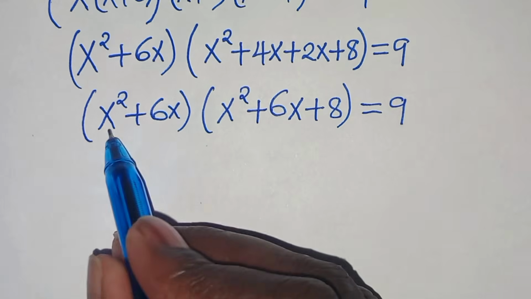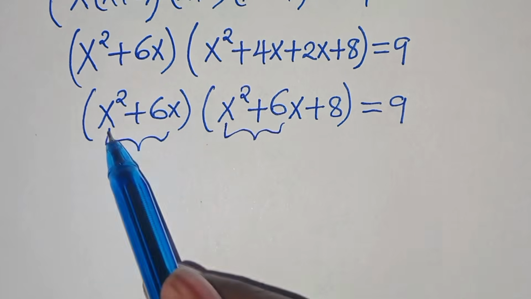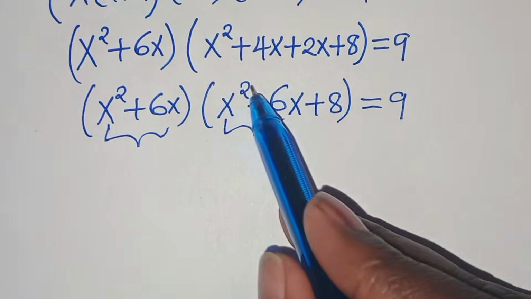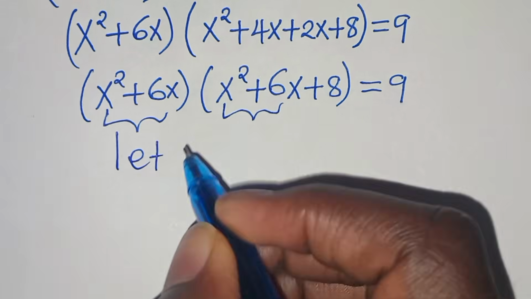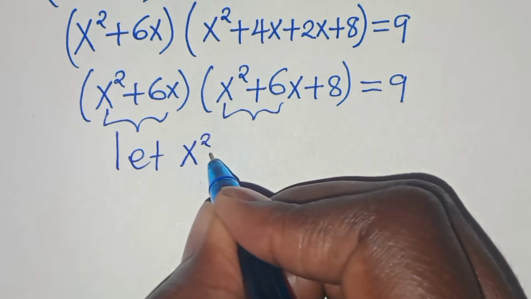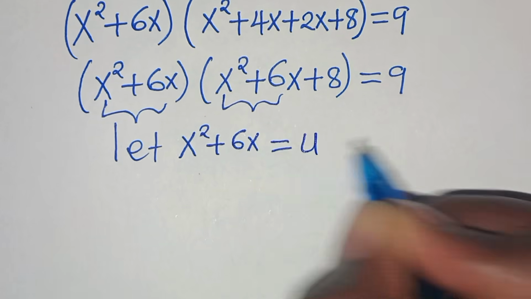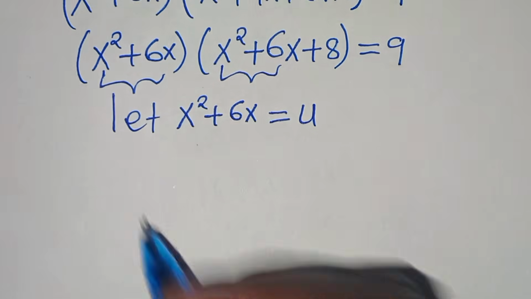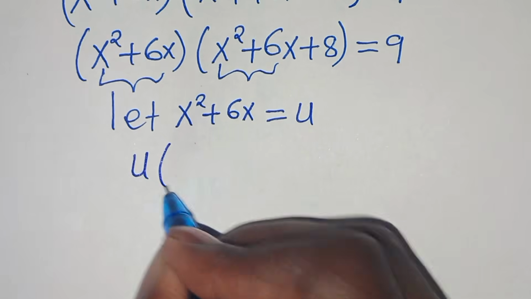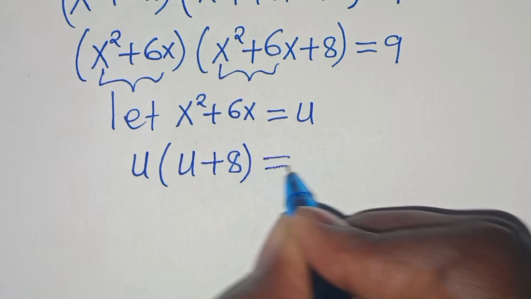Now, if we check this particular part here and this particular part here, we have x squared plus 6x and x squared plus 6x here. So we can let x squared plus 6x be equal to u. Let's substitute u here so that we have u multiplied by u plus 8. This is equal to 9.